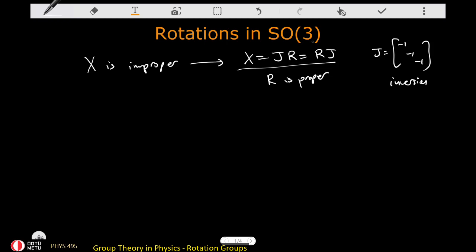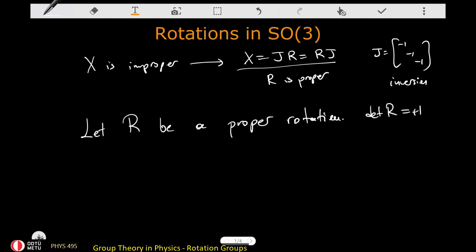So that's why I'm concentrating on SO(3) here. It's just the description of the rotations. As a result, I'm going to assume that R is a proper rotation in 3 dimensions, which means, of course, the determinant of R is equal to +1.